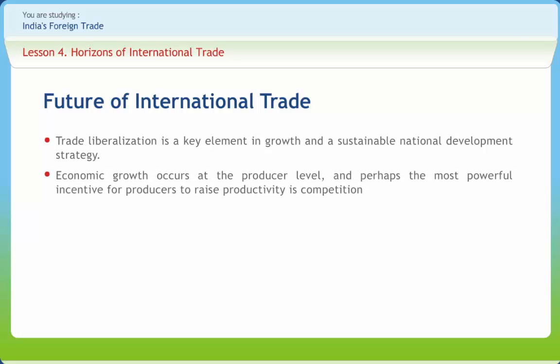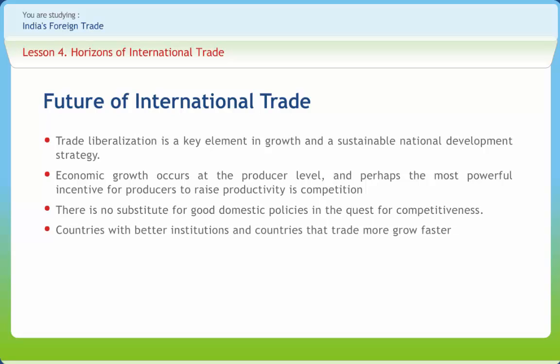Trade liberalization is a key element in growth and a sustainable national development strategy. Economic growth occurs at the producer level and perhaps the most powerful incentive for producers to raise productivity is competition. There is no substitute for good domestic policies in the quest for competitiveness. Indeed, research shows that countries with better institutions and countries that trade more grow faster. And the countries with better institutions also tend to trade more. In the same vein, increased openness does not necessarily lead to growth in economies with excessive regulation.